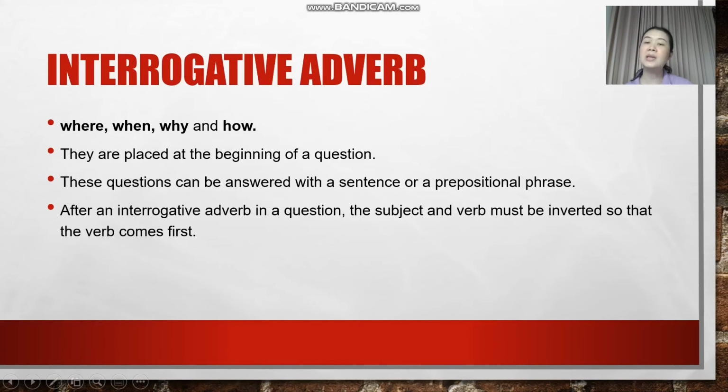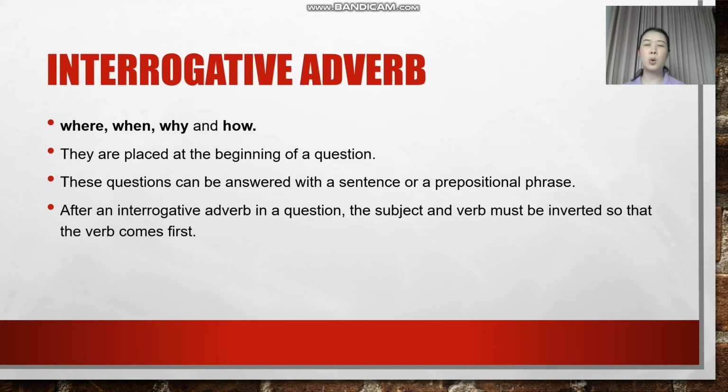Next one is the interrogative adverb. Interrogative again, right? Before we have seen interrogative pronoun and interrogative adjective, and here this is the interrogative adverb. So what do we have here? We have where, when, why, and the set of how. We normally place them at the beginning of a question. For sure, we are using them in order to ask a question, so it should be there at the beginning of the question.